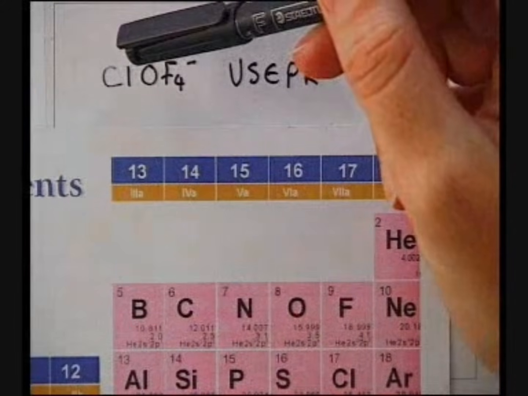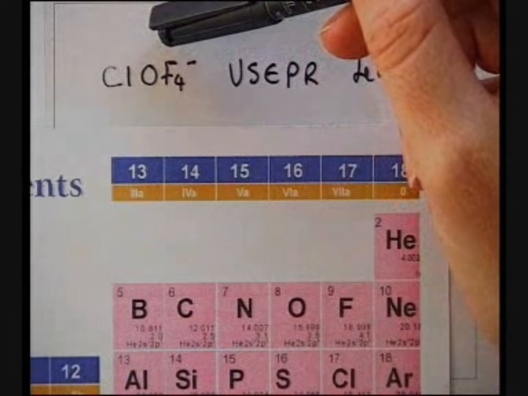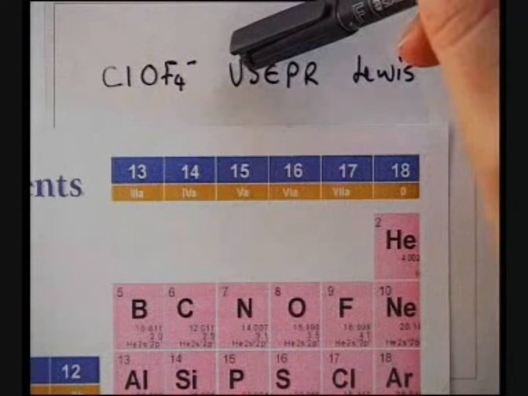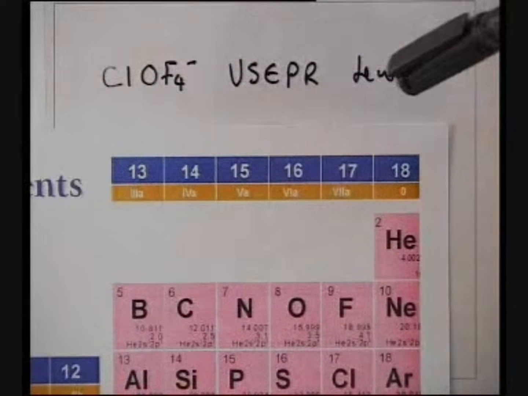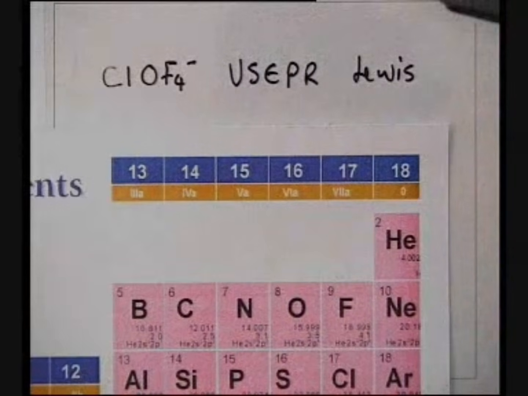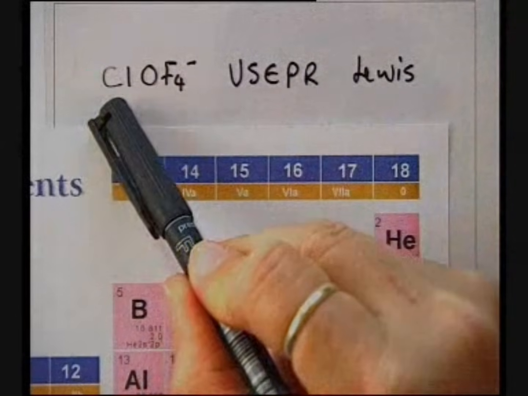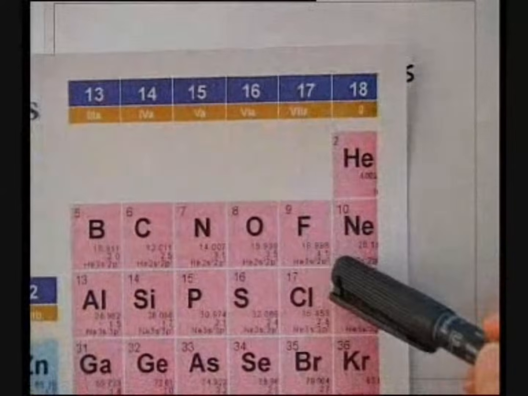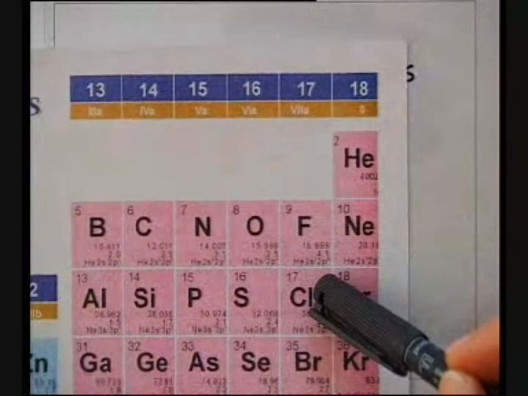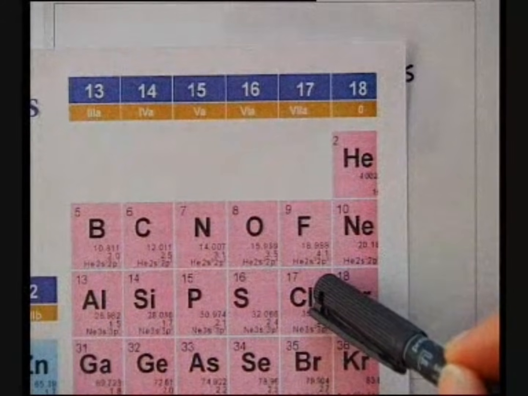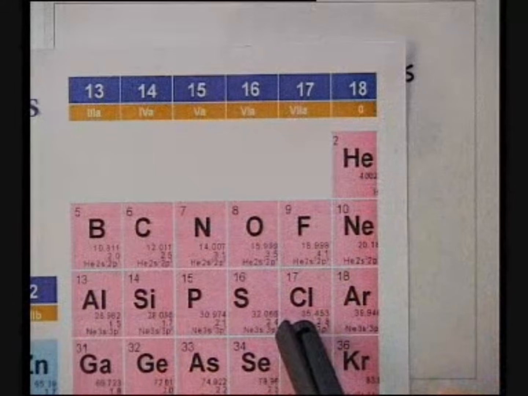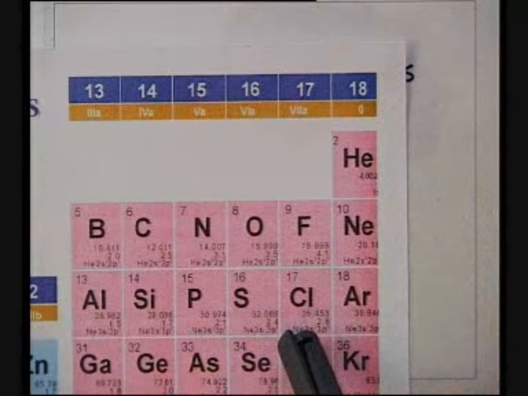The prediction of the molecular geometry of the chlorosyl tetrafluoride ion using the VSEPR theory, valence shell electron pair repulsion theory, and we draw the Lewis structure first. Chlorine is the central atom. Chlorine is found in the 7th group and 3rd period of the periodic table. It has got 7 valence electrons to form covalent bonds. Chlorine has got d orbitals. It can form the expanded octet.